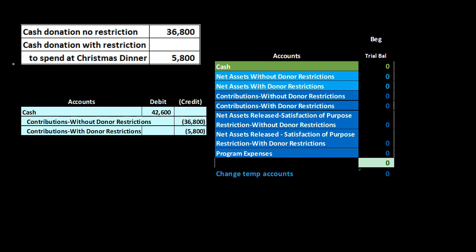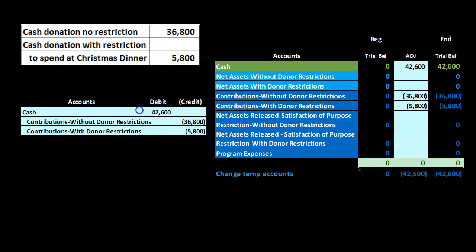We've got the cash donation with no restrictions. So we have a cash donation, the $36,800, cash donation with restrictions to spend on a Christmas dinner. So we have dinners that are going to be provided, meals provided for the nonprofit organization. We have two types of donations, one with a restriction to the Christmas dinner, one with not. We're going to record this as one transaction. You could think of them as two separate transactions, but we will record it as one. The cash then totaling the $36,800 plus the $5,800 for the $42,600. That's going to be the debit to cash.